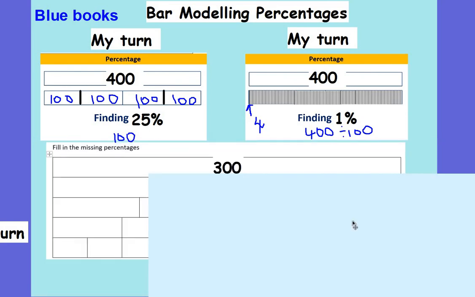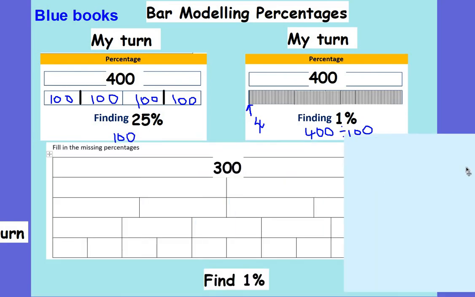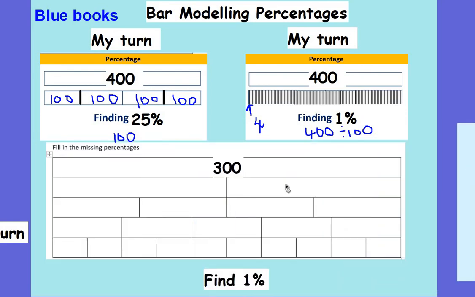Fab. Please pause the video, and in your dark blue book, can you fill in what each of these parts in this bar model is going to be? For example, the first one shows me 50%. I've divided 350 by 2 to find 50%, so each of these parts is going to be worth 150. Please pause the video and complete that now for me.